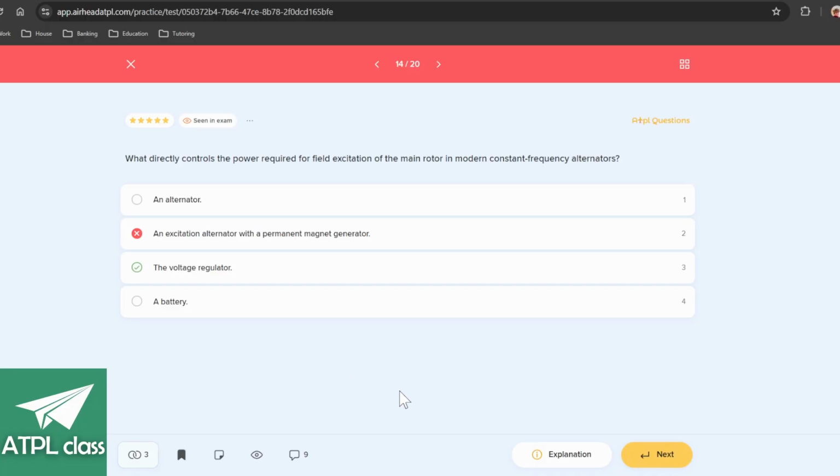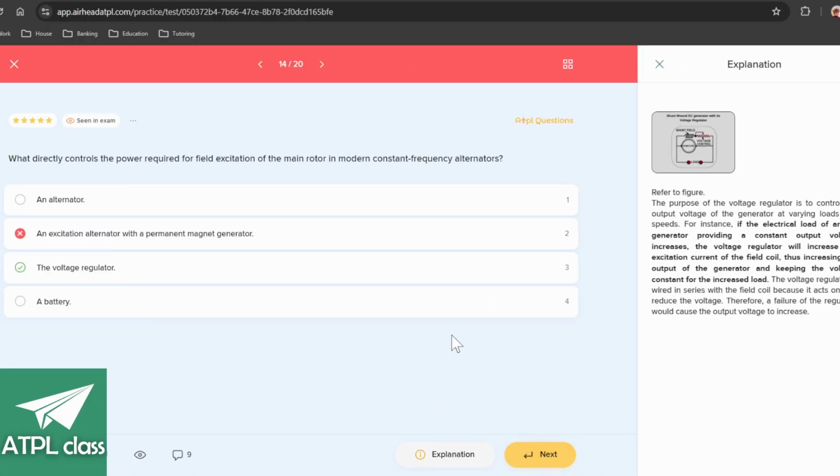Had to get one wrong, obviously, so that I could show the explanation. It was all going so well. Right. So refer to the figure. The purpose of the voltage regulator is to control the output voltage of the generator at varying loads and speeds. For instance, if the electrical load of an AC generator providing a constant output voltage increases, the voltage regulator will increase the excitation current of the field coil, thus increasing the output of the generator and keeping the voltage constant for the increased load.